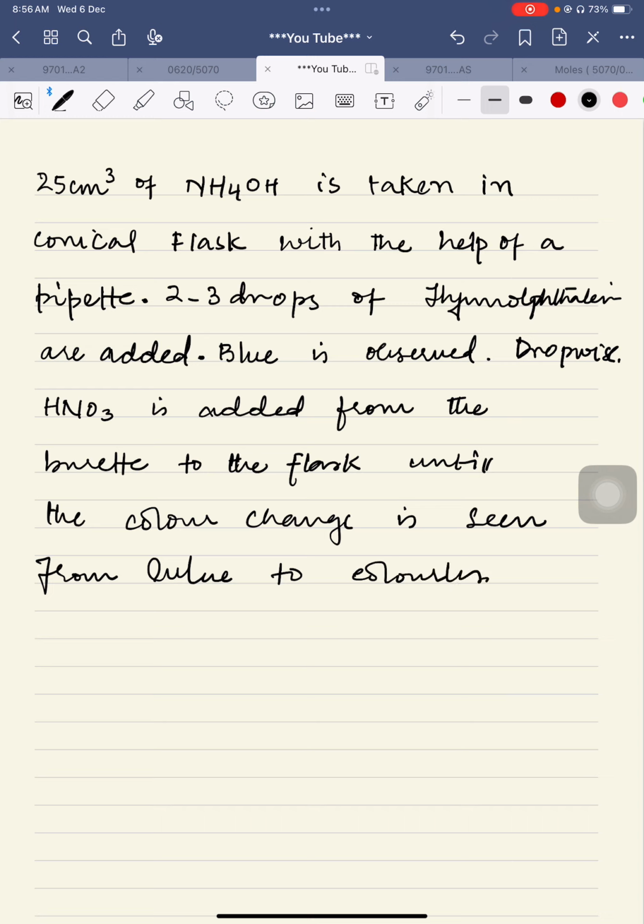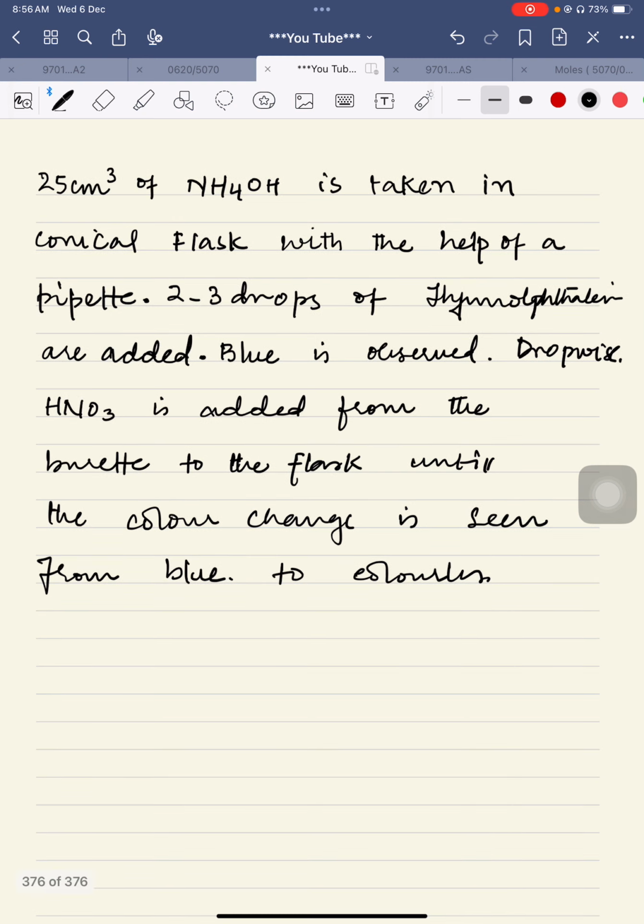Now one point which you should know is that color changes are always very clear. So always write down the first color according to the flask and the second color according to the burette. At the end point at which the reaction between the two partners is completed, one drop of the burette partner is in more than the required amount. That's why the final color is according to the burette partner. Here the burette partner is an acid, so we write the change seen from blue to colorless.